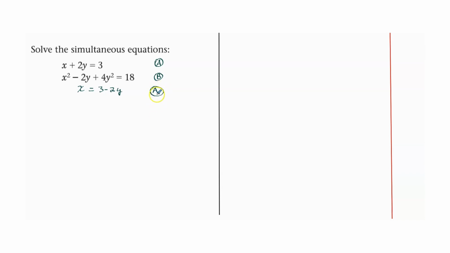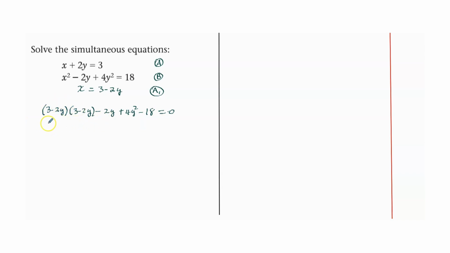And what we are going to do is to substitute this value in equation B. Therefore, from equation B, we would have x squared, and x is 3 minus 2y. That square means that you times it by itself, so 3 minus 2y again, times by itself there. Minus 2y plus 4y squared. Let's minus 18 both sides, so we would have minus 18 here, and that equals 0. Let us simplify and solve this.